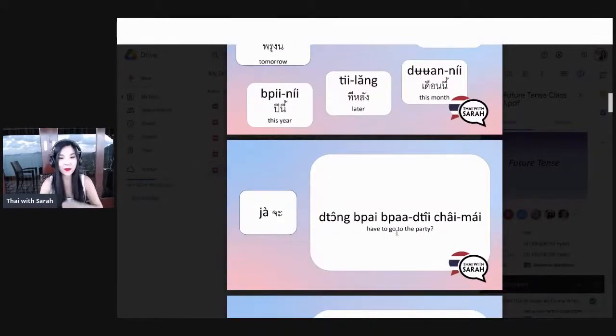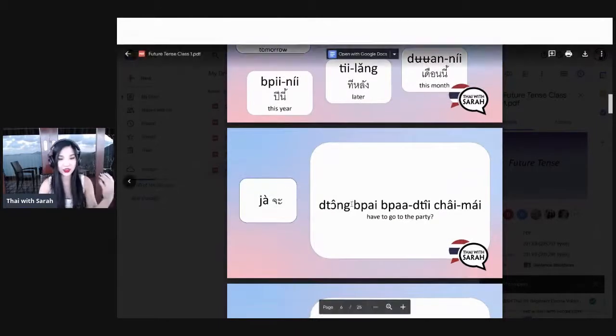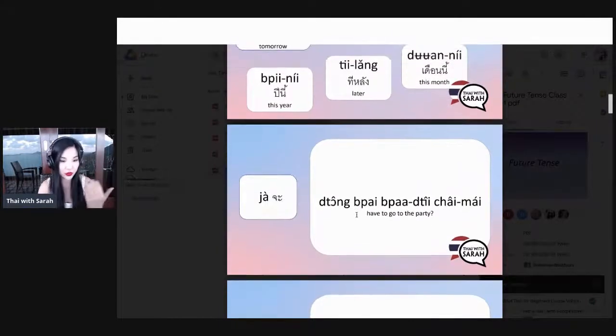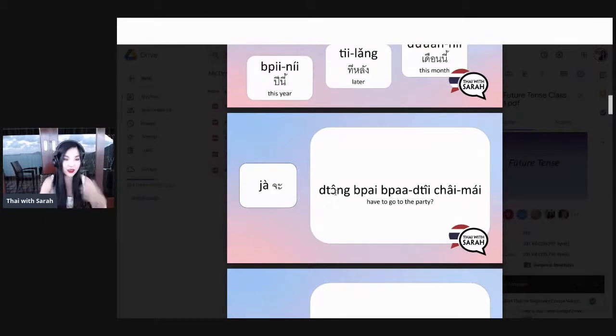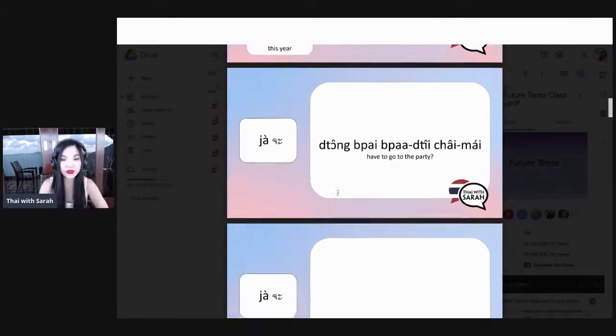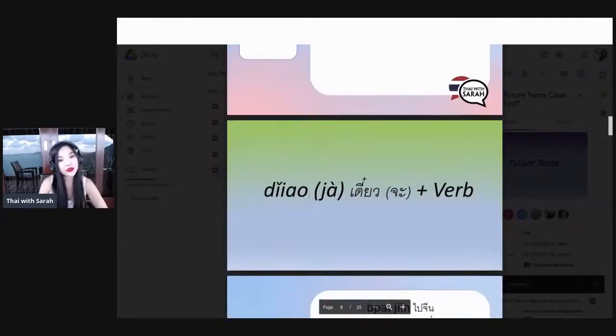จะต้องไปปาร์ตี้ใช่ไหม Do you have to go to a party? Is that right? Are you going to? Yeah. จะต้อง, it's like, will you have to? Okay. So I'll also be teaching the differences between เดี๋ยวจะ and จะ.